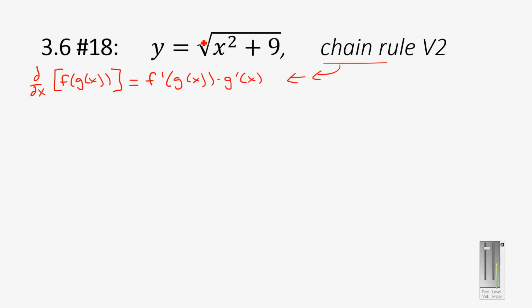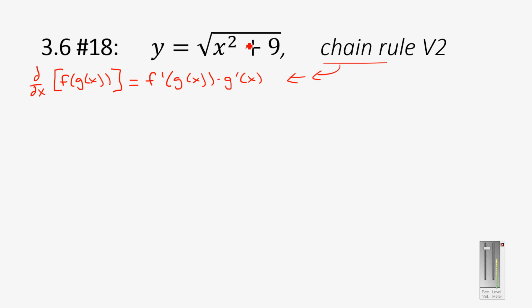So you just got to look at this function and say, well, what is the outside function, what is the inside function? Those are the two things that I really need to figure out here. Let's see here. So the outside function is really the square root. The inside function is the x squared plus 9.